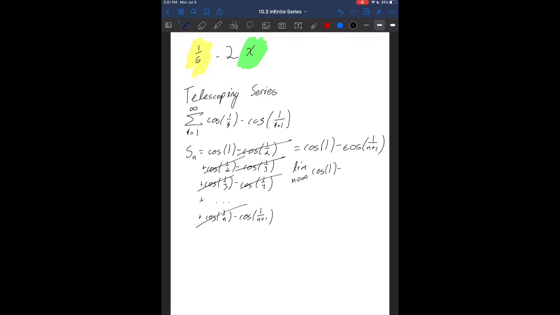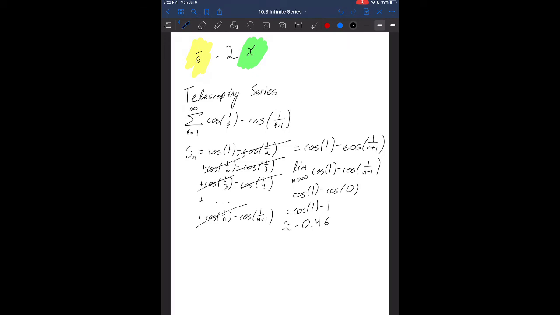So the limit as n goes to infinity of these partial sums, so cosine of 1 minus cosine of 1 over n plus 1. The cosine of 1 over n plus 1 is going to go to 0. So we have cosine of 1 minus cosine of 0. We have 1 over some really, really big number, which is cosine of 1 minus 1, whatever that's going to be. I think the book says this is approximately negative 0.46 as our final answer.